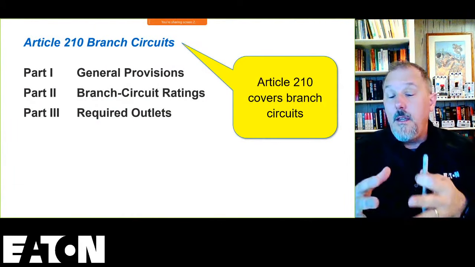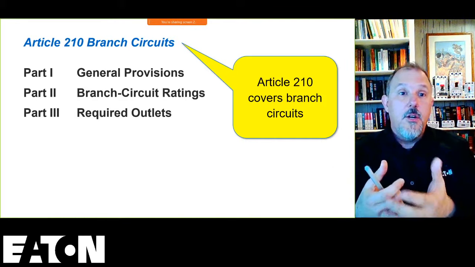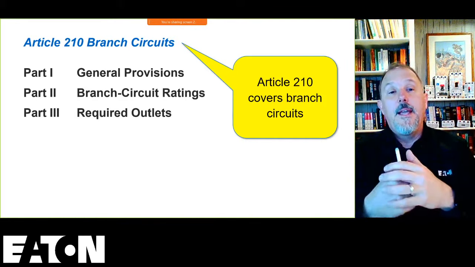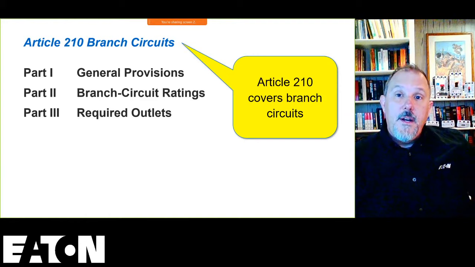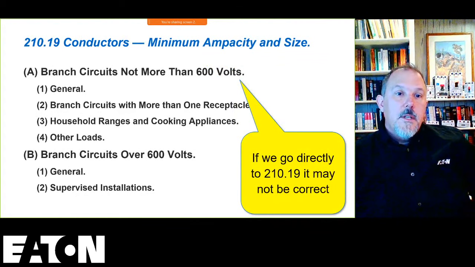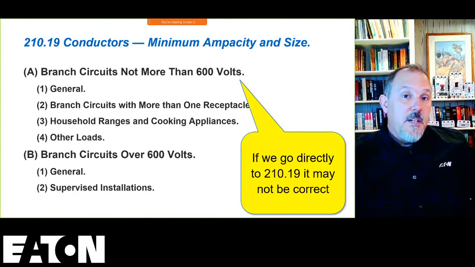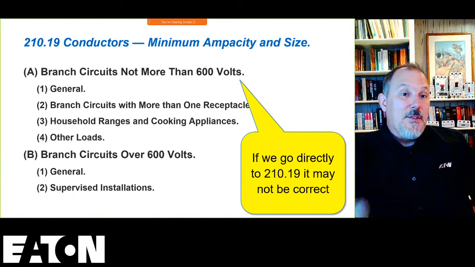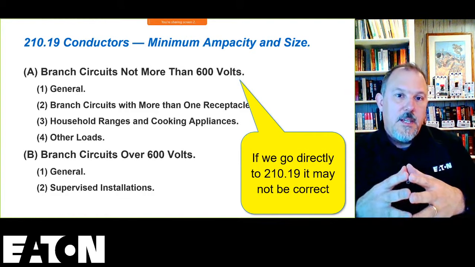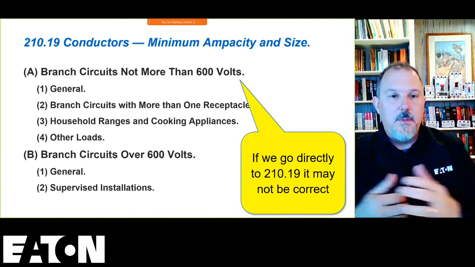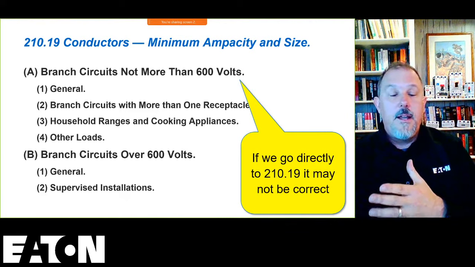All right, so you would think, because it's a branch circuit going out to those conductors, hey, I'm going to go to Article 210 because it's a branch circuit. And if you look in Part 2 of 210, that has branch circuit ratings. So 210.19 talks about minimum ampacity and size, and in 210.19(A) you talk about general requirements and other loads, et cetera. If you tried to do the calculation based on this, you probably wouldn't have the right answer because you treat this air conditioning unit a little differently.